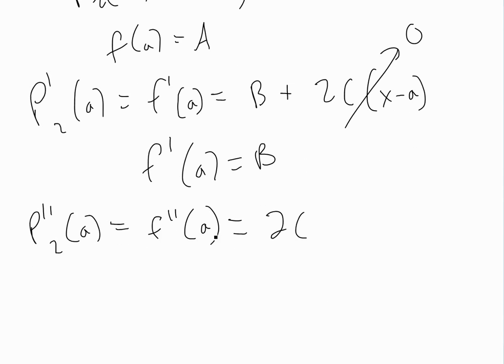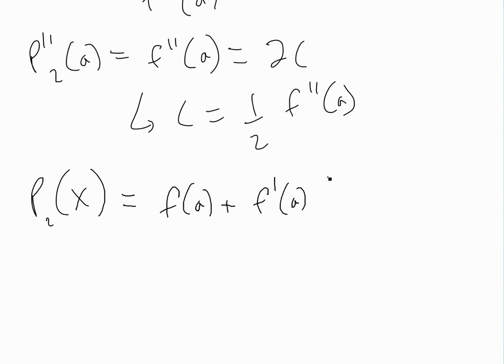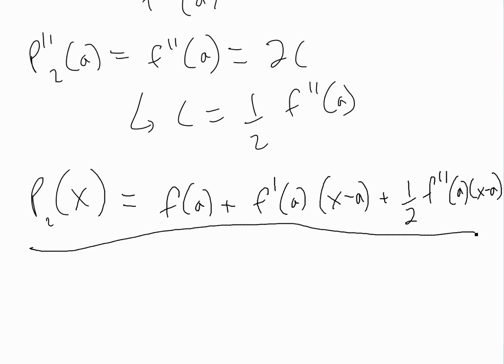And then just rearrange for c. This one will get c is equal to 1/2 times f double prime of a. Then we plug in these values inside this equation. We're gonna get P2, or the quadratic, is equal to f of a plus f prime of a times (x minus a), plus 1/2 f double prime of a times (x minus a) squared. So there is our quadratic approximation.